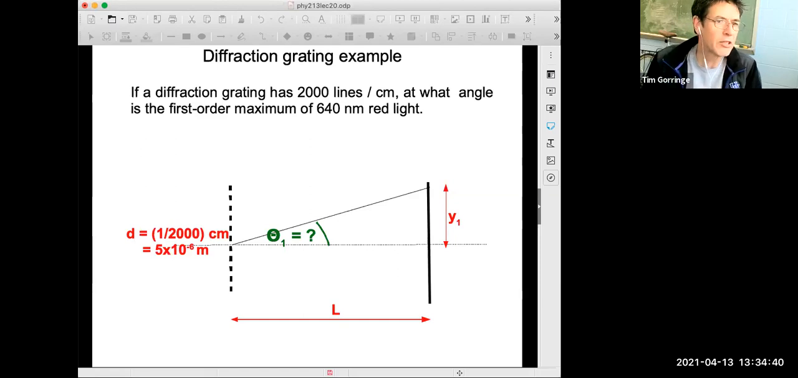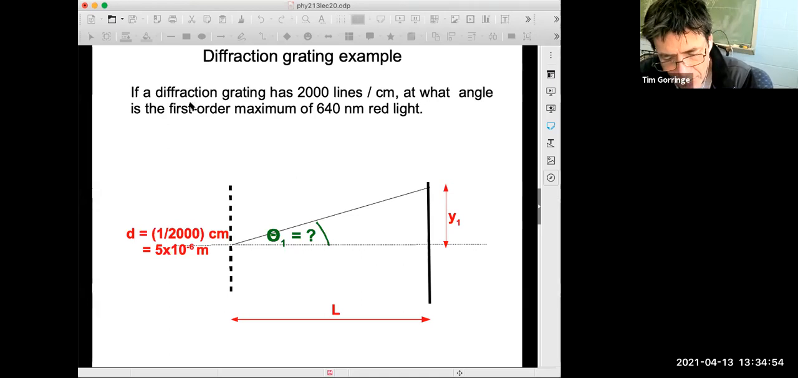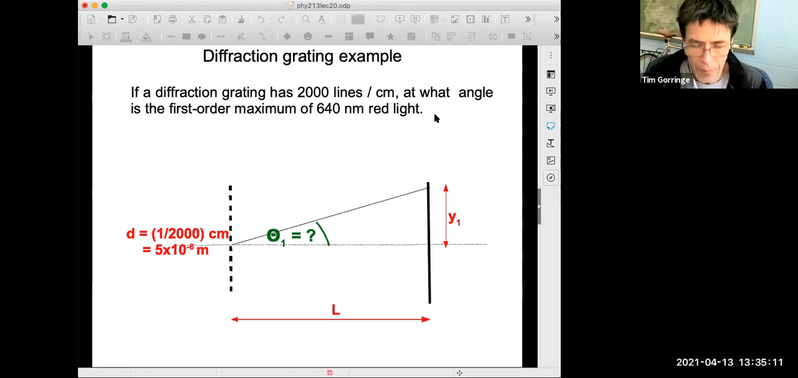And so let me just solve a problem involving a diffraction grating. In this particular diffraction grating, we're told that the grating has 2,000 lines per centimeter. And we've got to figure out at what angle is the first order maximum for 640 nanometer red light. So a basic question about the diffraction pattern of red light from this diffraction grating.